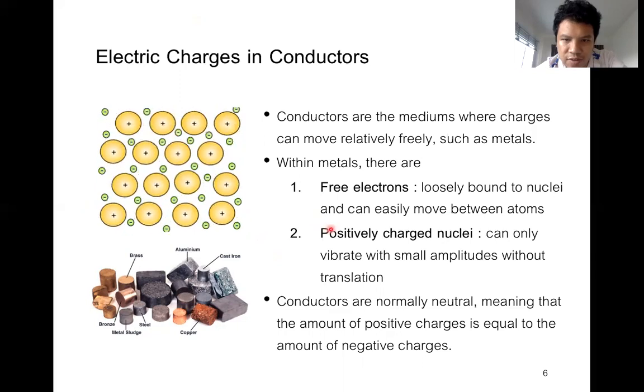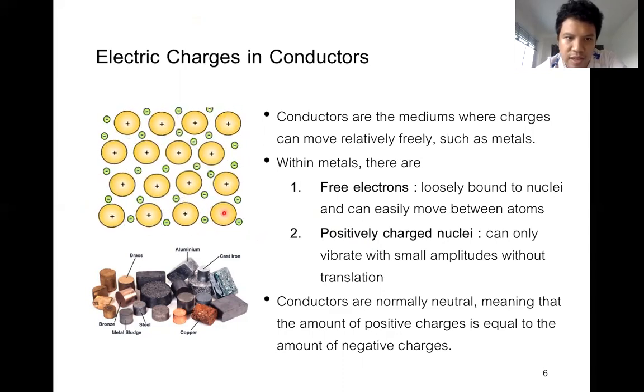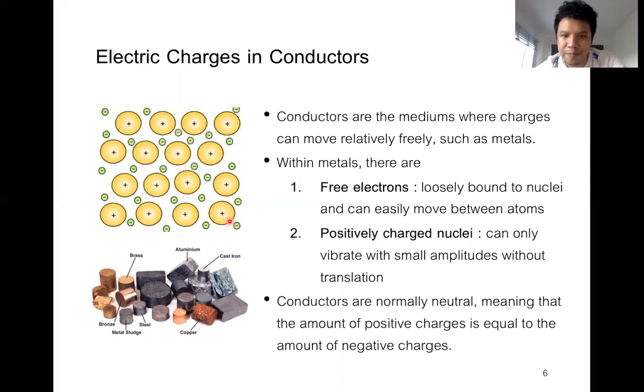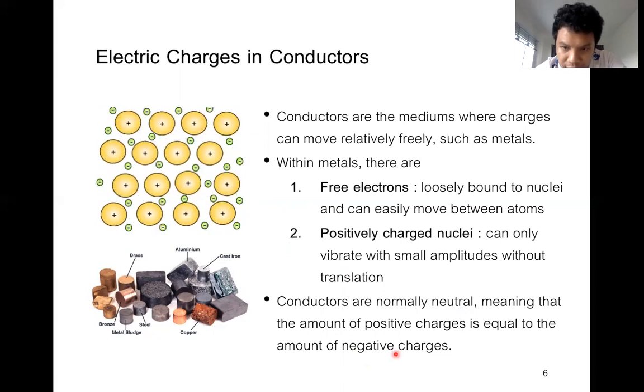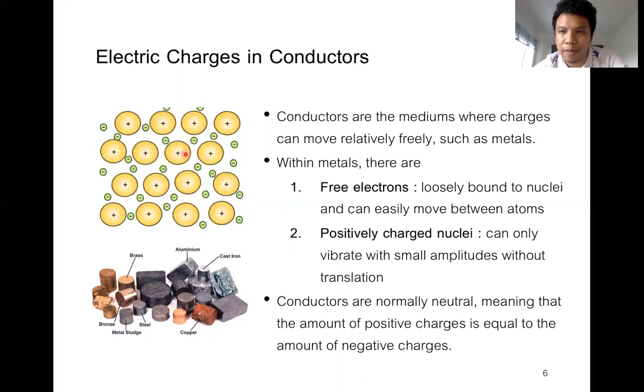And the positively charged nuclei can only vibrate with small amplitude without translation. So the yellow positive charge here cannot move far away. It's just vibrating around the center. So conductors are normally neutral, meaning that the amount of positive charge in yellow equals the amount of negative charge. Okay, so normally, I say normally, that is not always. Sometimes we can also put some charge into a conductor, or we can remove some charge out of the conductor.